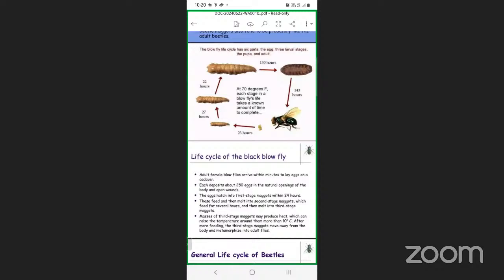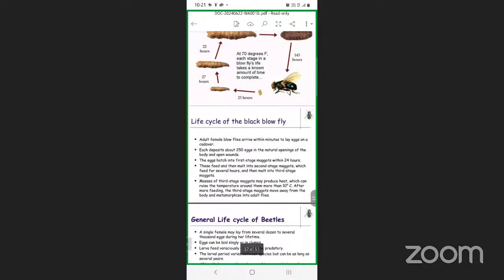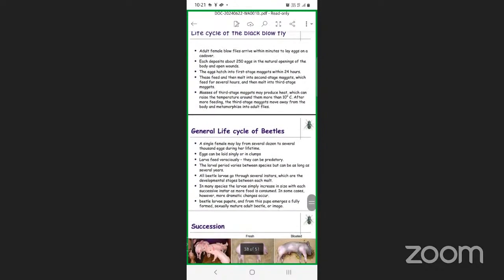So if we find pupal shells on the body, we conclude that the dead body has been lying there for 1 week or more. That is an indication with which we estimate how many days the body has been lying in that particular place. A blowfly lays 250 eggs, and within 24 hours of laying, maggots start emerging from the eggs.